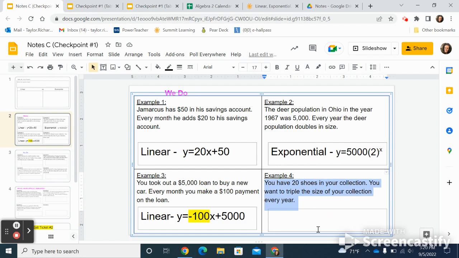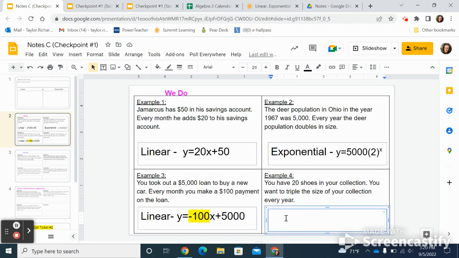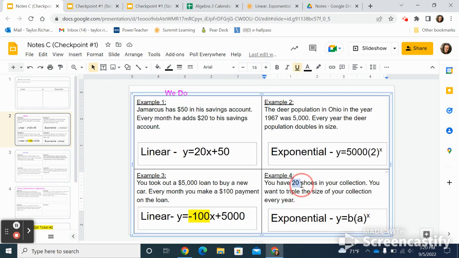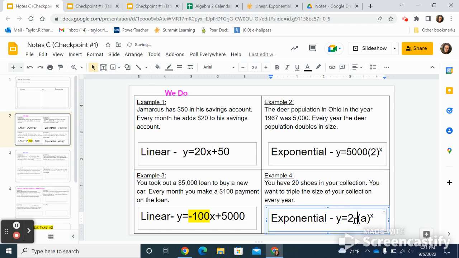Next, you have 20 shoes in your collection. You want to triple the size of your collection every year. There's one of our keywords, that word triple. So that means that we're doing an exponential. And my equation, again, this is all from our last set of notes, is y equals b times a with the x up high. To go up high again is Control period. B is my starting value. Well, we started with 20 shoes, so I'm going to change that B to a 20.